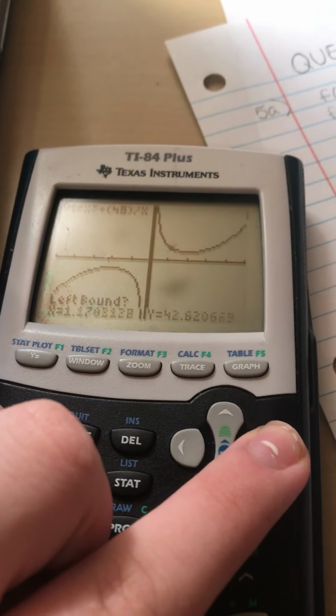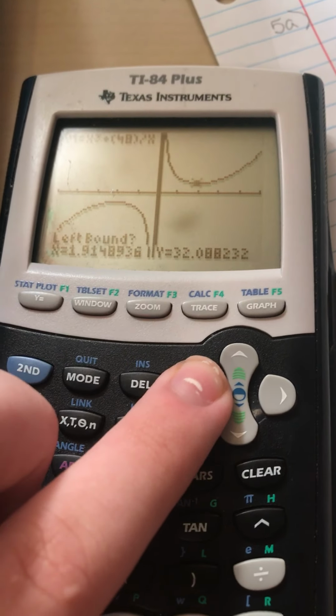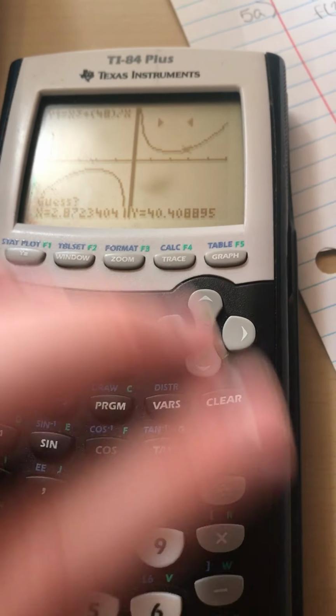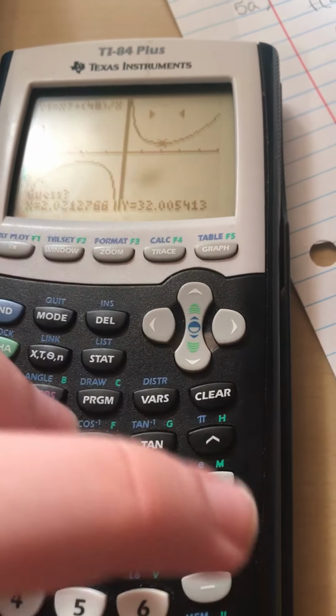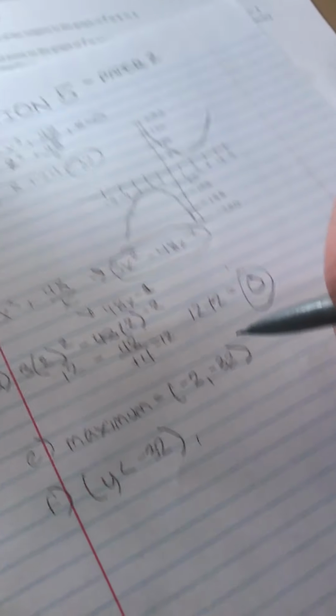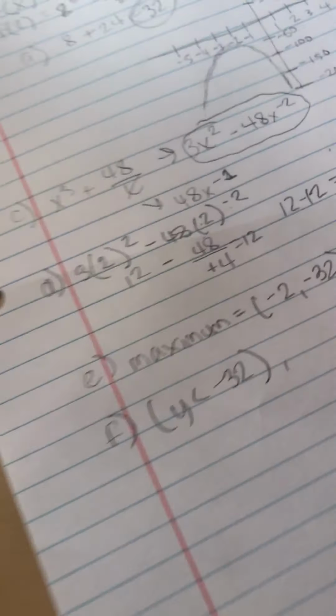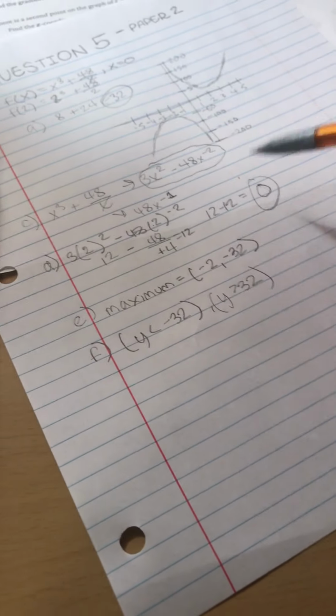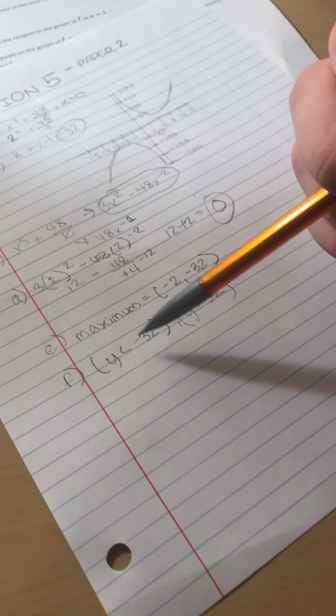Oh my gosh, my battery thing just came on, and I thought it deleted the video. Okay, so left bound right here, right bound right here, middle right here. Oh, yeah, so y equals 32. So for this part, it is going 32. So y has to be more than 32 on this part of the graph. I put parentheses, but I don't think you have to. But those are just the two ranges for this.